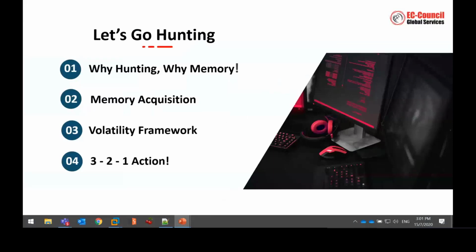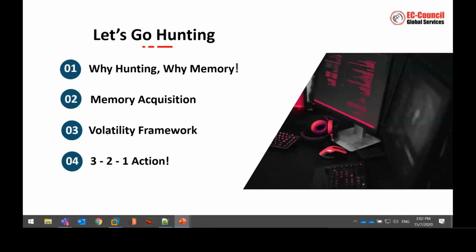So let's go hunting. We start with why hunting is important and why memory, because we will discuss different sources of data and information that can be used during threat hunting to look for any evidence of malicious activities. However, in today's webinar, we are only focused on memory forensics and how we can find malicious activities, malicious processes, or any other pattern in the memory.